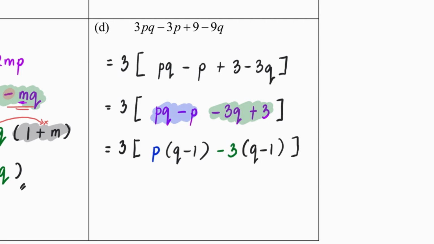Again, for those who might be wondering why my negative 1 instead of positive, because if I were to multiply negative 3 with negative 1, it will give me back my positive 3. And things now fell in place. q minus 1 is the common factor, and I'm left with p minus 3.